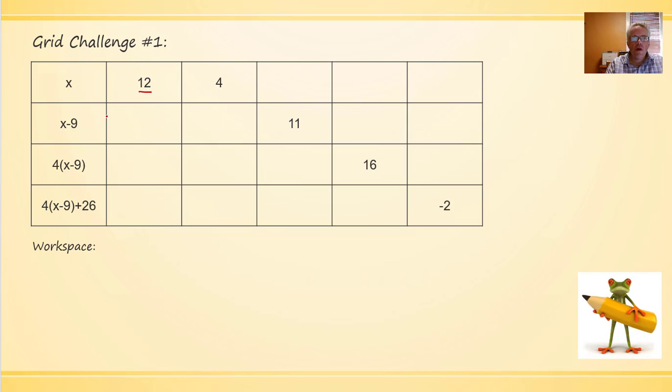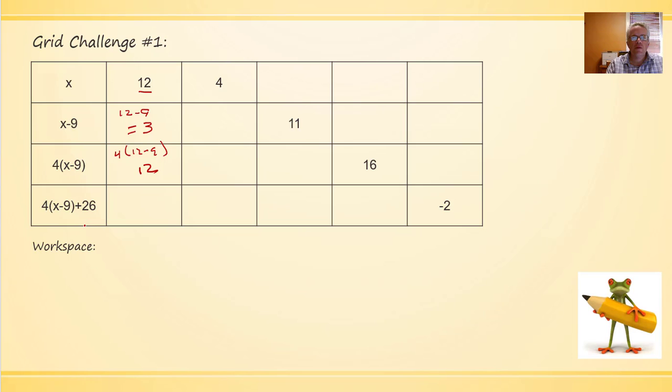We're going to substitute 12 into all of these expressions and evaluate them and write the results in this first column. So for instance, to do this square right here, we're going to substitute 12 into x minus 9, and when we substitute 12 for x, we get 12 minus 9, which is 3. That's what goes here. We're going to substitute 12 into this one. 4 times parentheses 12 minus 9 would be 4 times 3, which is 12.